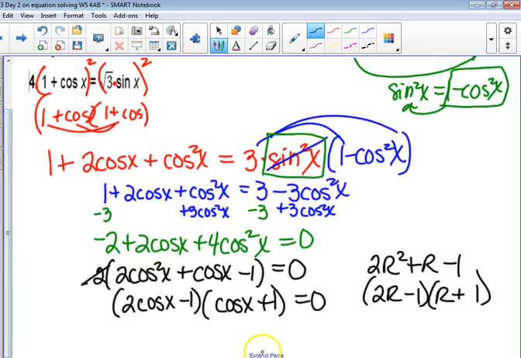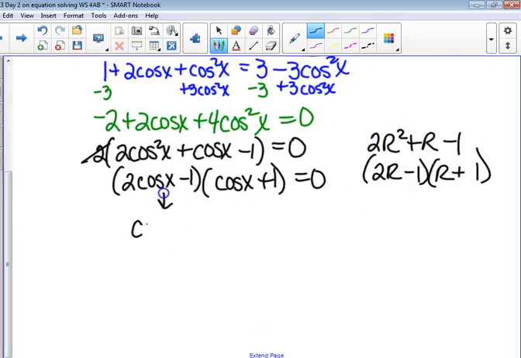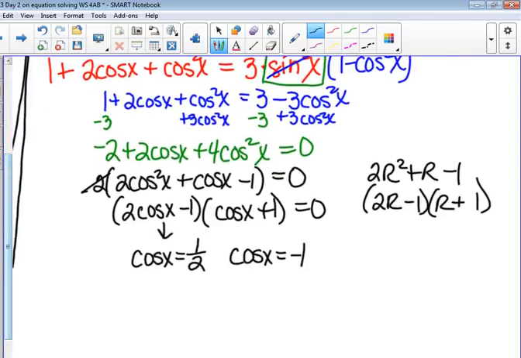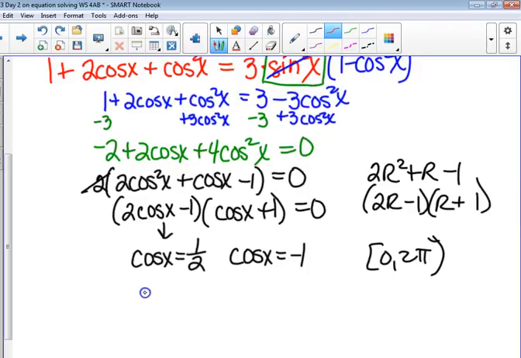All right, moving on down the page. This means cosine of x would equal what? Positive 1/2 or... okay, I've forgotten what we were supposed to do. Find 0 to 2 pi, yes. We only need the answers from 0 to 2 pi. Okay. Cosine is 1/2 at pi over 3, 5 pi over 3, is that right? And negative 1 at pi.